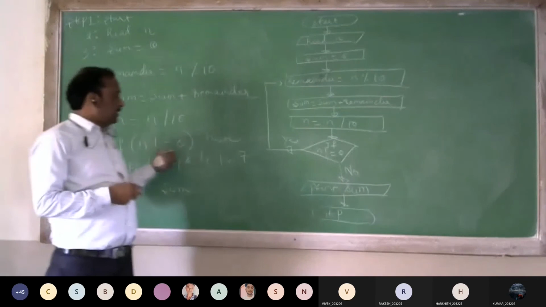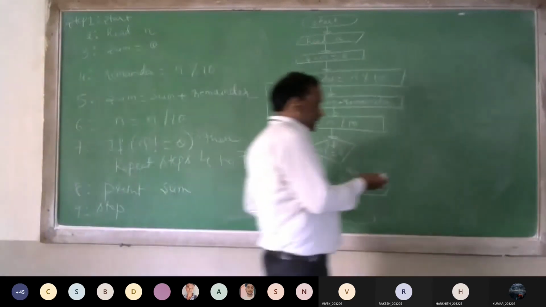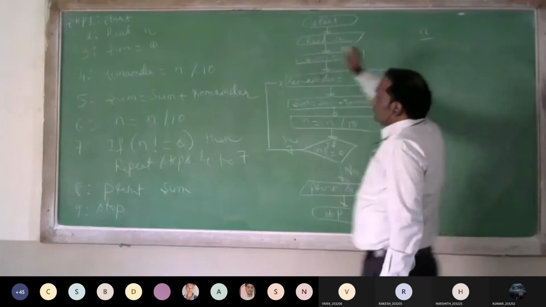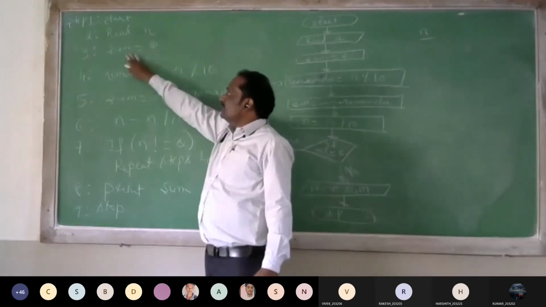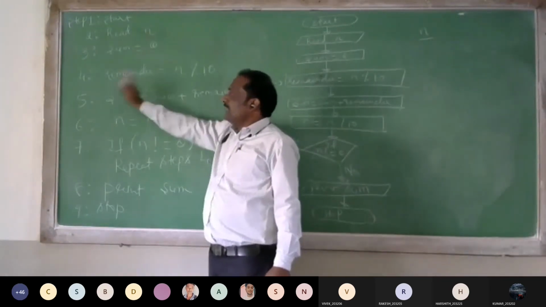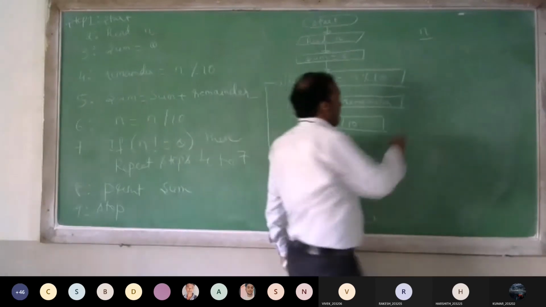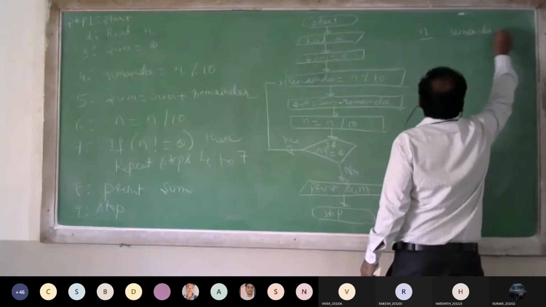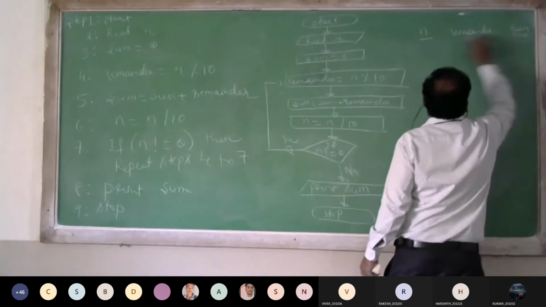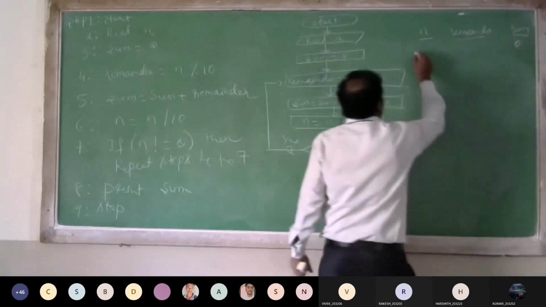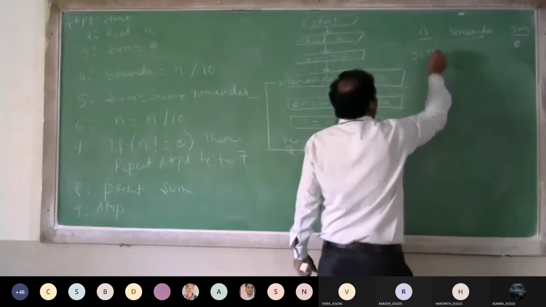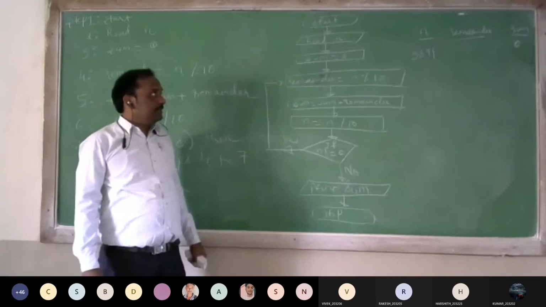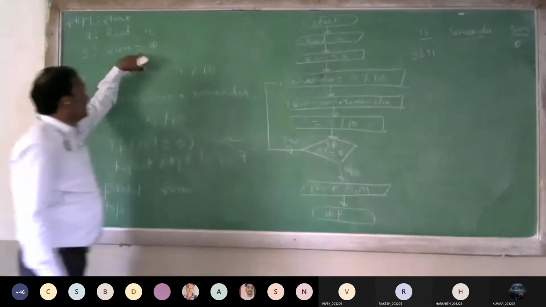Now, we will trace this algorithm and flowchart, to check whether it works correctly for any value of n. So what are the names? The names are n, sum and remainder. Write these three names when you are tracing: n, remainder and sum. Sum will always be 0. You take 3891. N as 3891. Sum as 0.